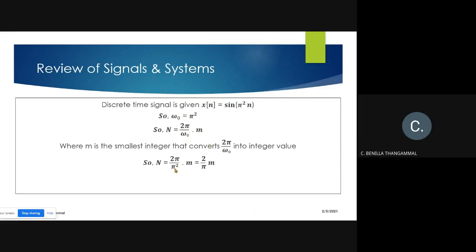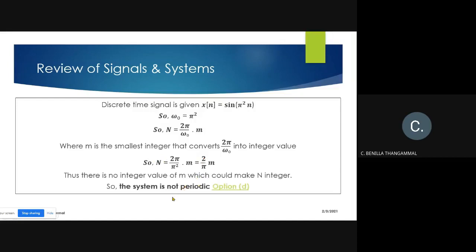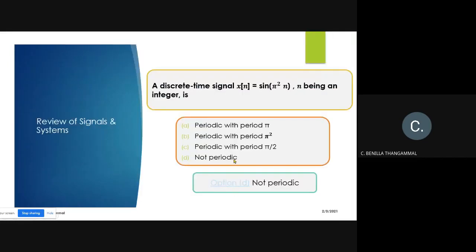So 2 pi by pi square, this pi and pi get cancelled here. So 2 pi by m. So in this one, the m should be an integer, right? So here in the denominator, it is pi here. So pi is not an integer. So your fundamental period is not an integer value. So since it is not an integer value, it is said to be aperiodic or not periodic. So since it is aperiodic, we are not going to bother about the periodicity too. So we are going to choose the option D.